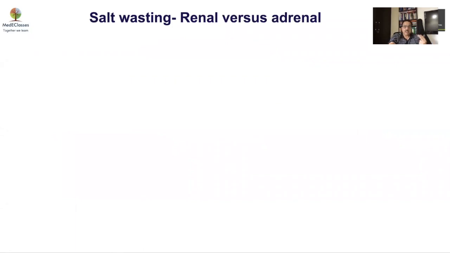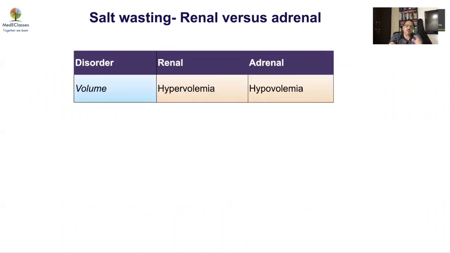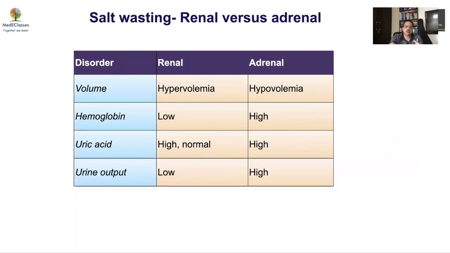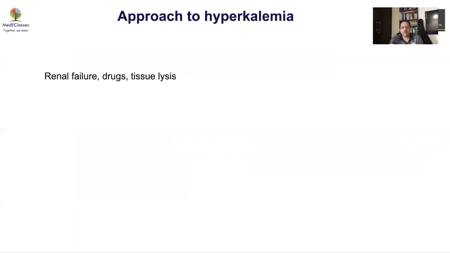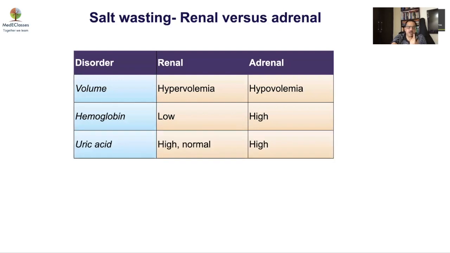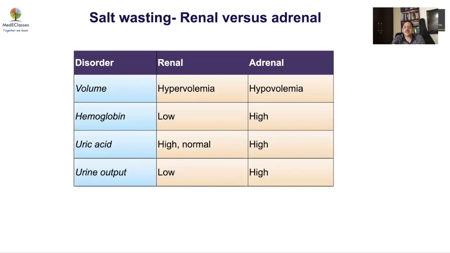Now, one of the major challenges in the endocrine perspective is to differentiate hyponatremia and hyperkalemia, whether it is renal or adrenal. If the volume is more, hemoglobin is low, uric acid is normal or high in the setting of renal failure, and urine output is low, it's mainly renal. While if there is hypovolemia, high uric acid level, and the urine output is high, we are dealing with an adrenal cause. And this is very, very important.